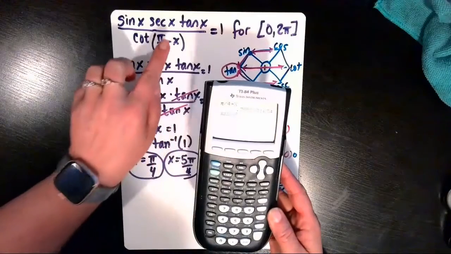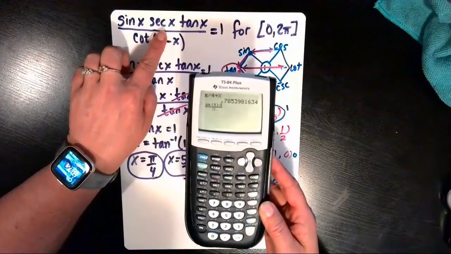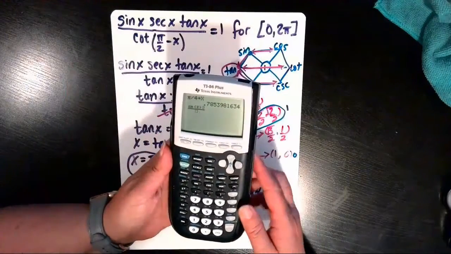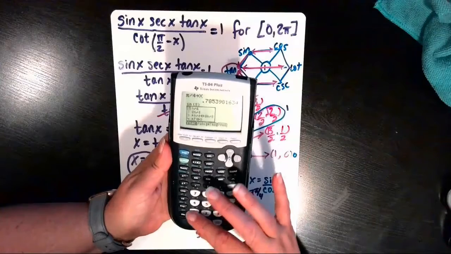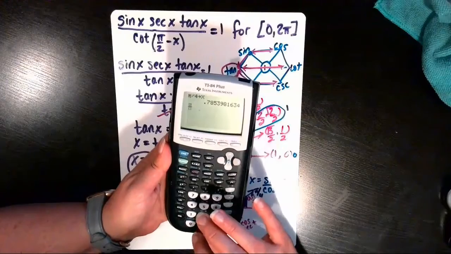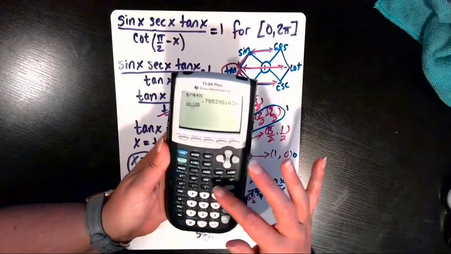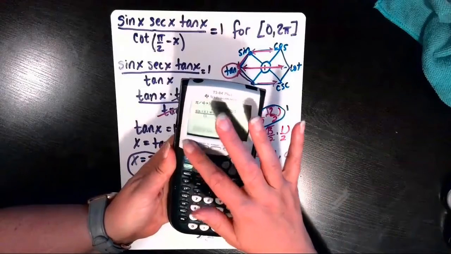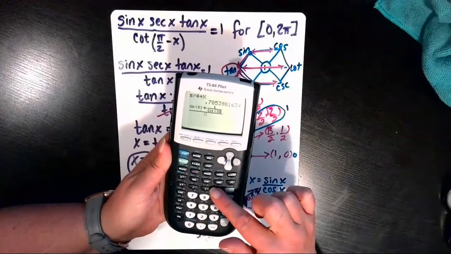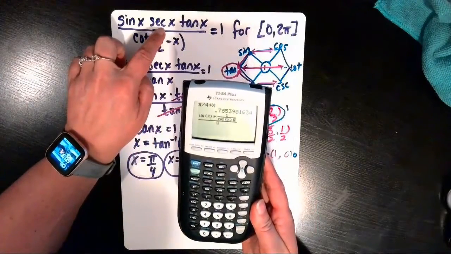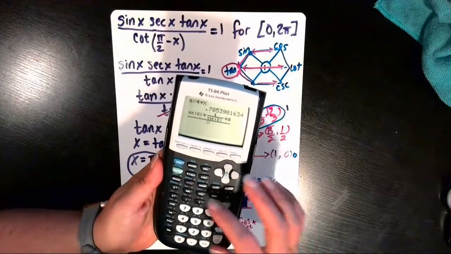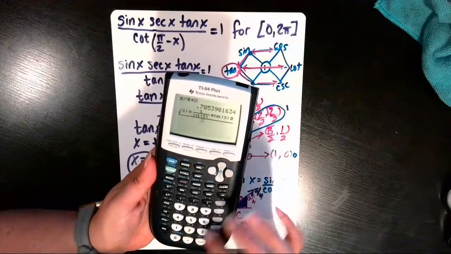And then this next one, secant of x, there is no secant button on the calculator, so we're going to need to use the reciprocal identity. Okay, so alpha y equals number 1. We want to do sine of x and then times. Then alpha y equals number 1. There we go. 1 divided by cosine of x, because that's the reciprocal identity for secant, 1 over cosine. And then that is times tangent of x.